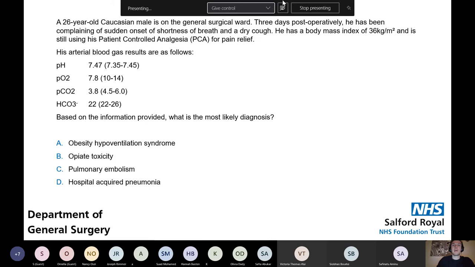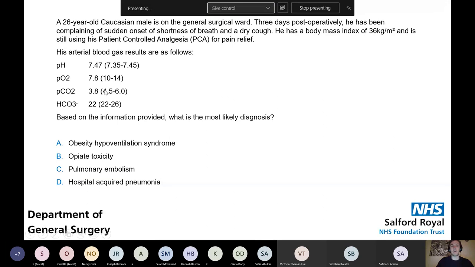Opiate toxicity, there is a few things. So again, you would expect opiate toxicity to produce a reduced resp rate, leading to CO2 retention, leading to acidosis. Another thing that goes against that, PCAs are actually really, really safe.